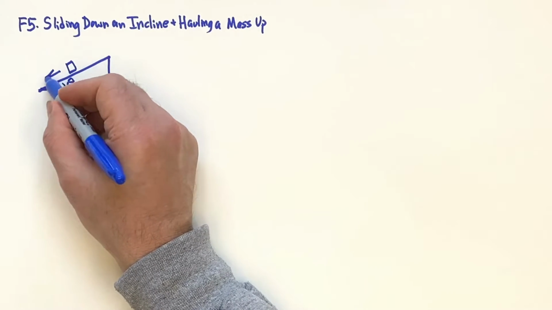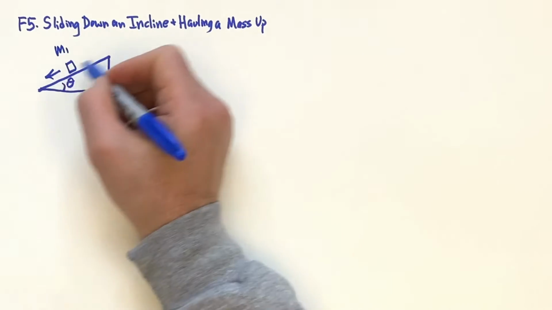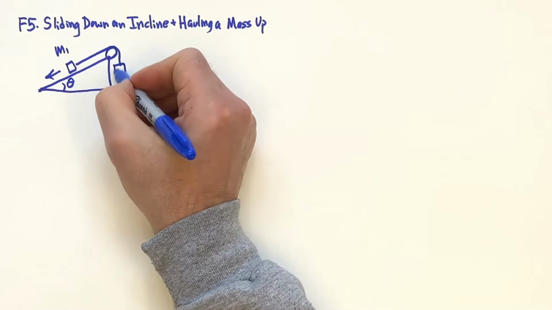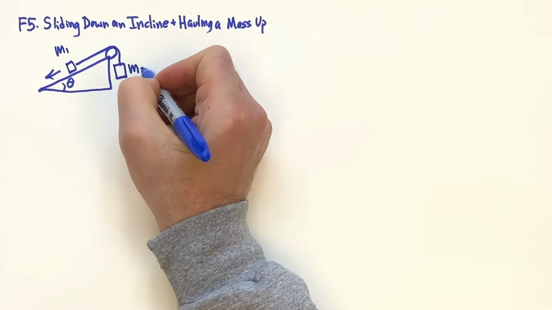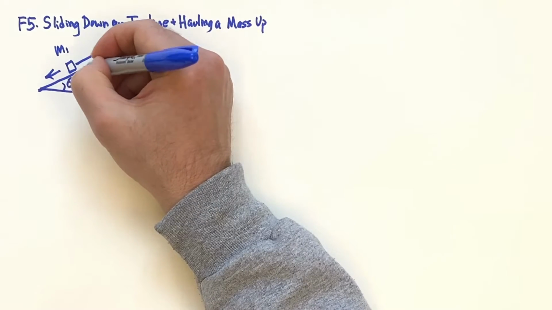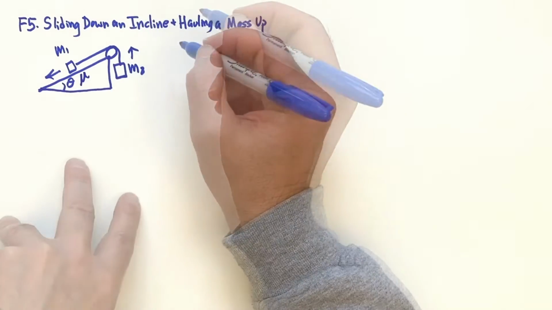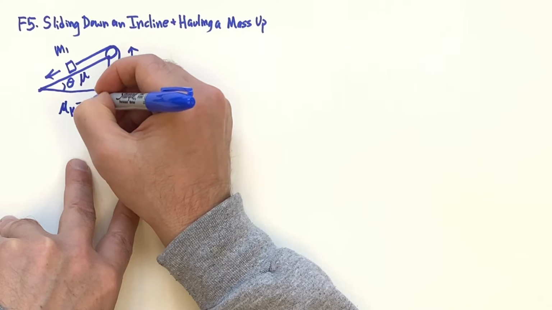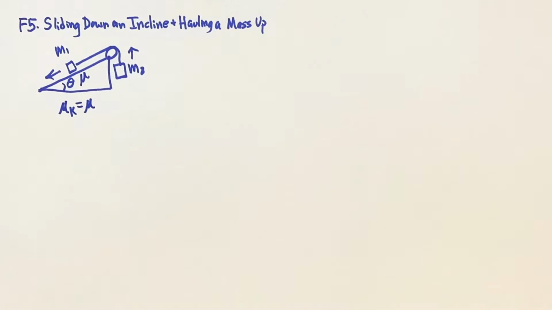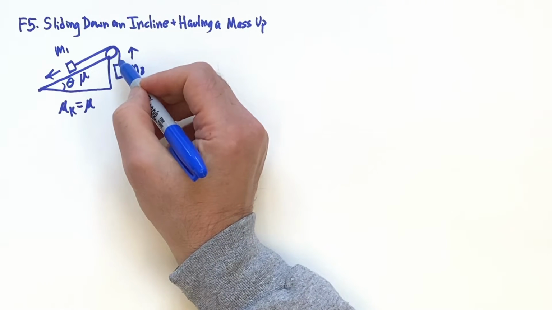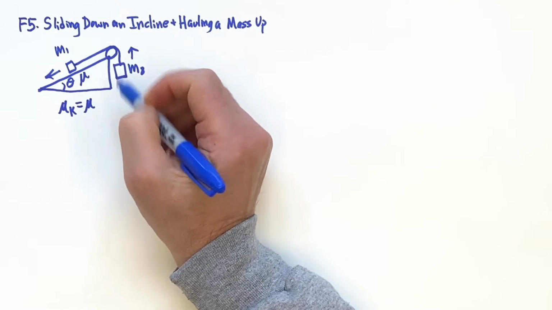where this mass here, M1, is going to go down, and M2 is going to go up. And there's mu here. So in this problem, we're going to let the kinetic coefficient just be mu so we can write down less. Now you might ask, didn't we just do this problem? Well, actually we didn't. We did the problem where the M2 was pulling down.